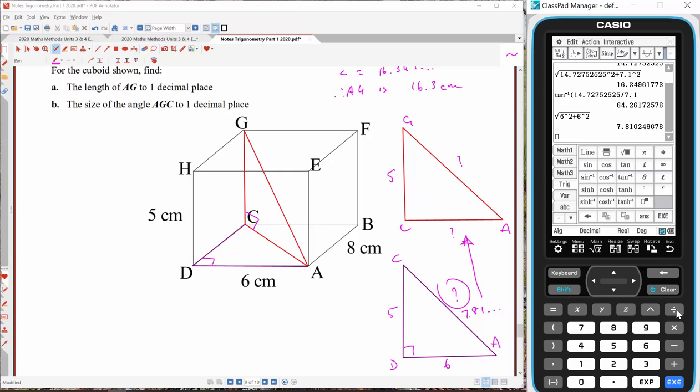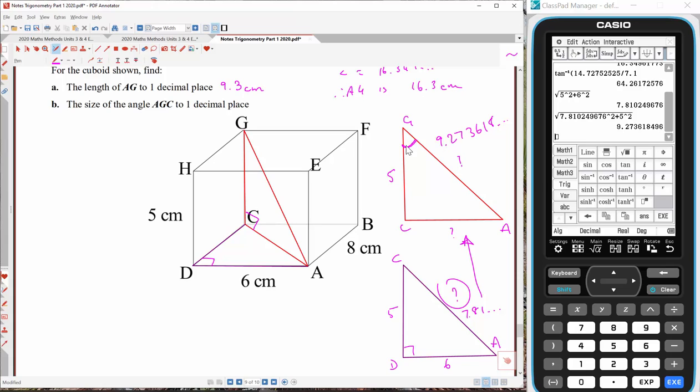So shift root, and that's that. So make sure you grab the whole thing and square it plus this length here, which is 5, squared, and square rooting it means that this one here is 9.273618..., or the length of AG is 9.3 centimeters.